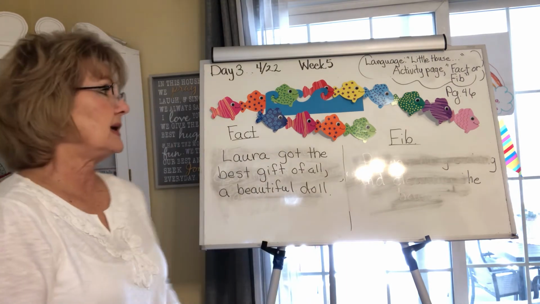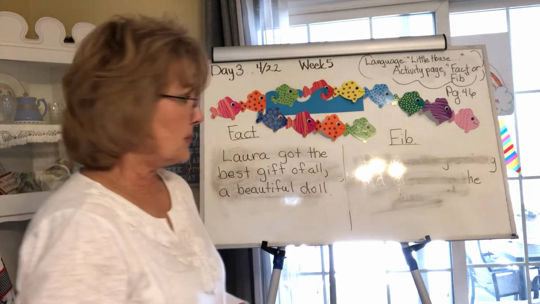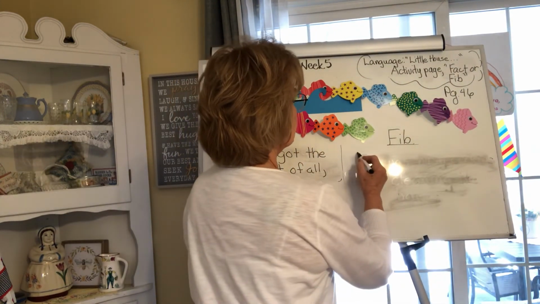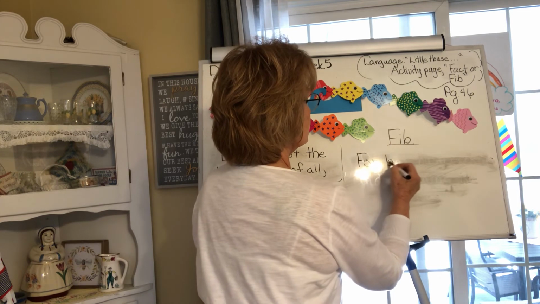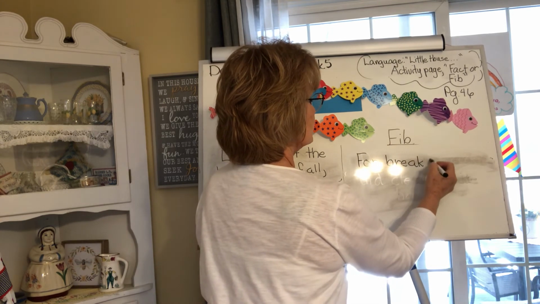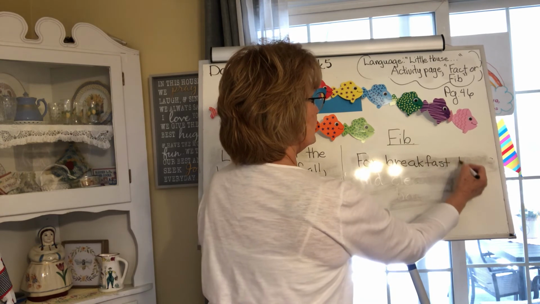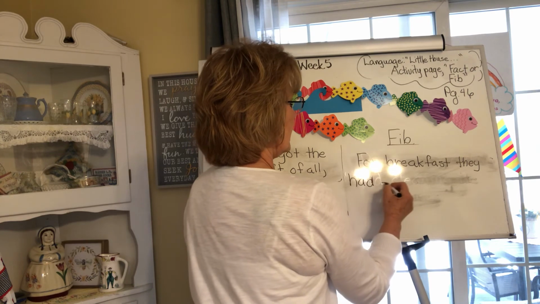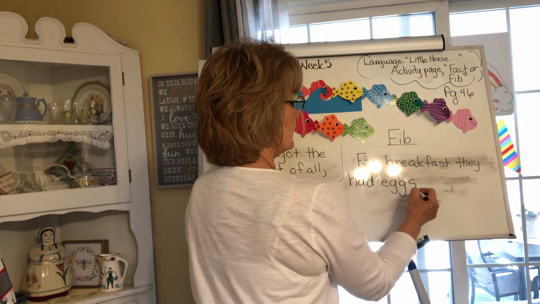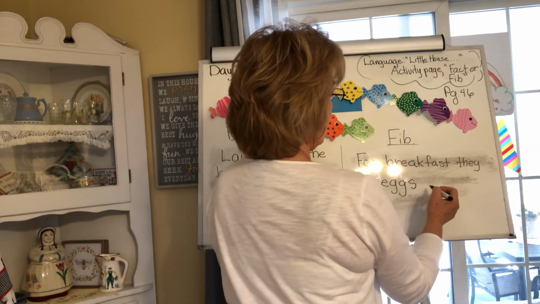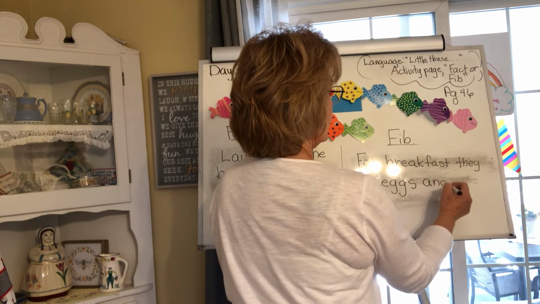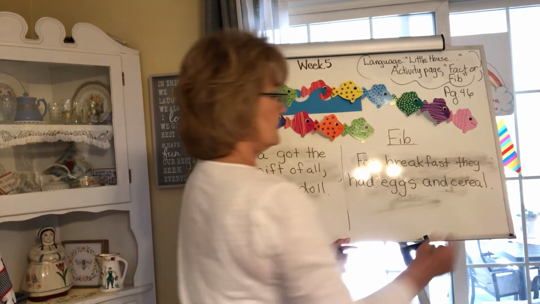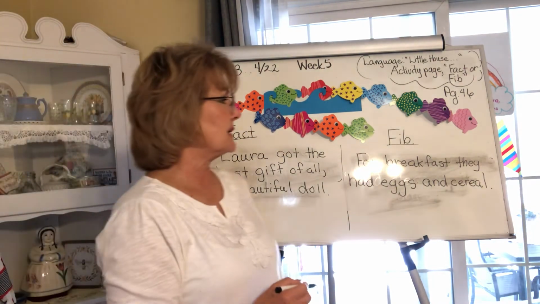How about if we say a fib would be for breakfast? They had eggs and cereal. That's not true. They had pancakes, right?